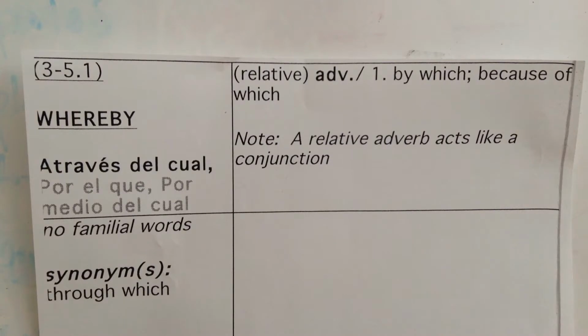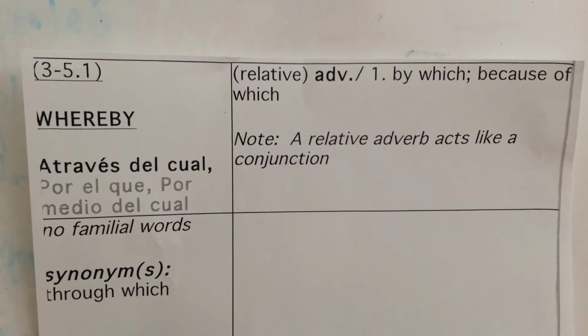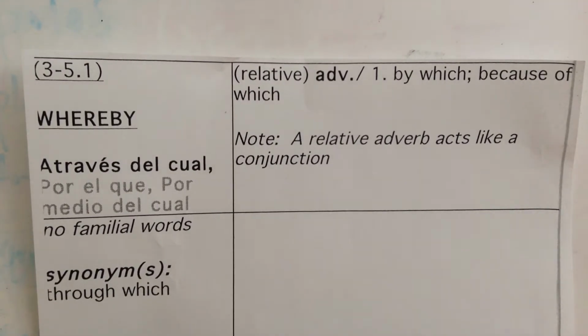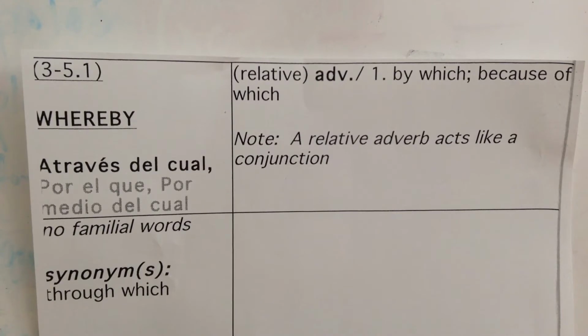And it's what we call a relative adverb. Other relative adverbs are like where and when. And what's kind of strange about these kinds of adverbs is they act like conjunctions. Sometimes we call them conjunctive adverbs because really they connect. They can connect words or groups of words.